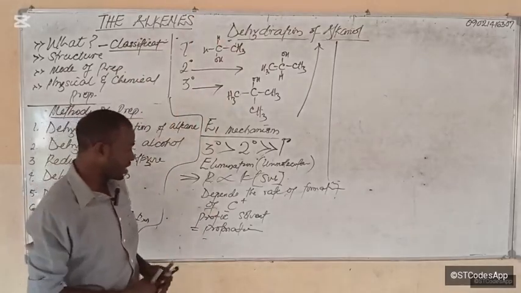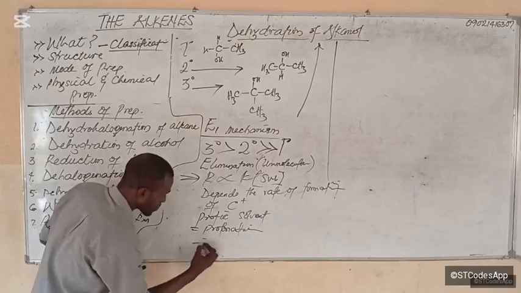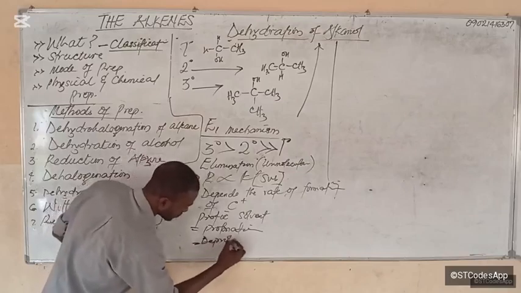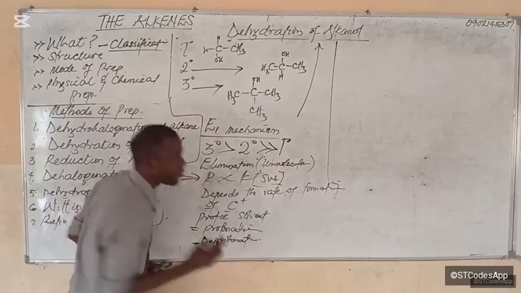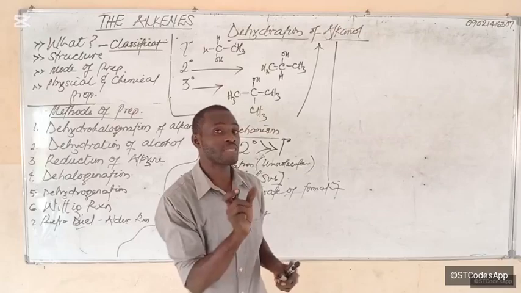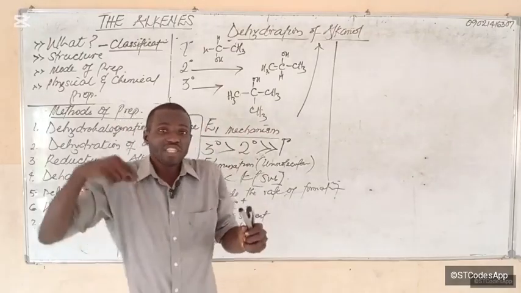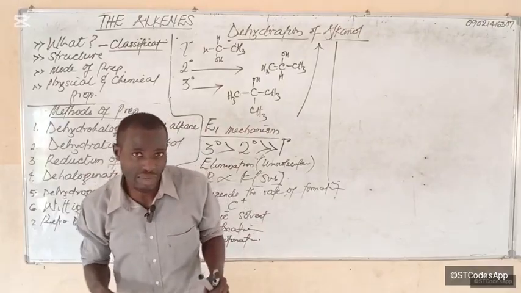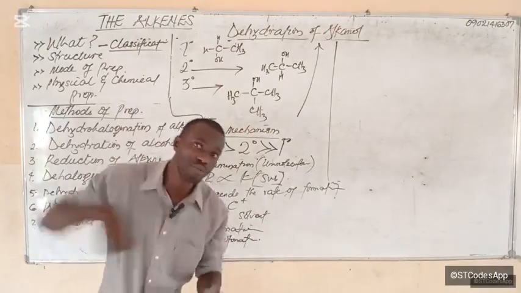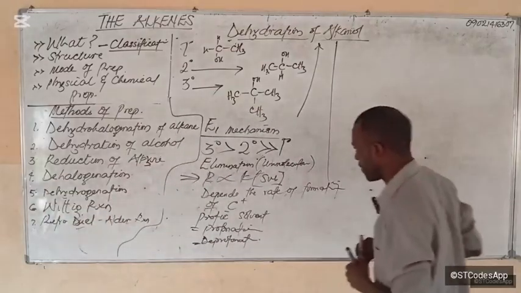And once water leaves, what happens? Then there is deprotonation again. So protonation followed by what? Deprotonation. I will explain why. Remember I said in the initial video that when you have a carbocation formed, an adjacent carbon that has hydrogen, the hydrogen there will be acidic. Does that make sense? So because of that, it can be removed. Let me explain what I'm talking about here.